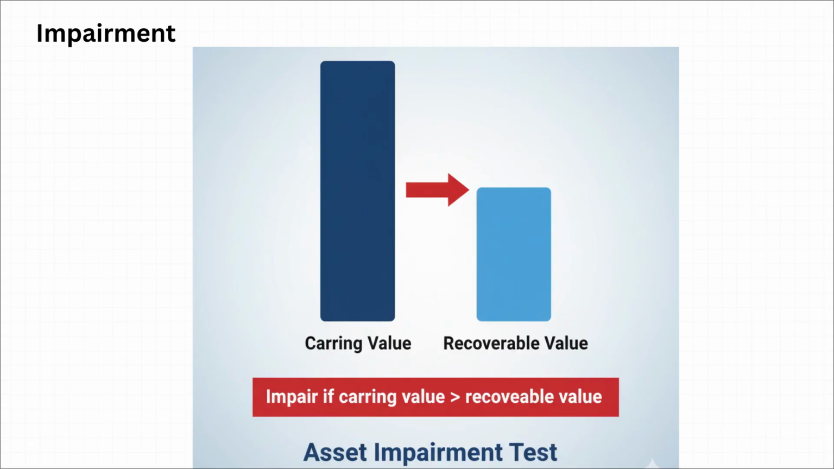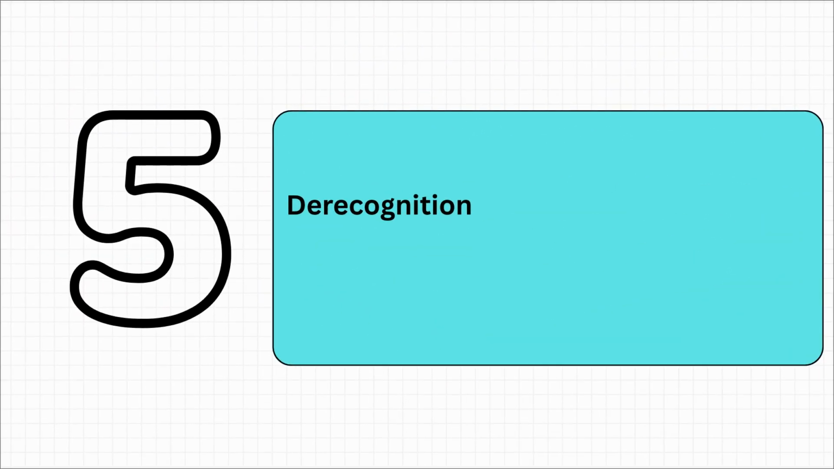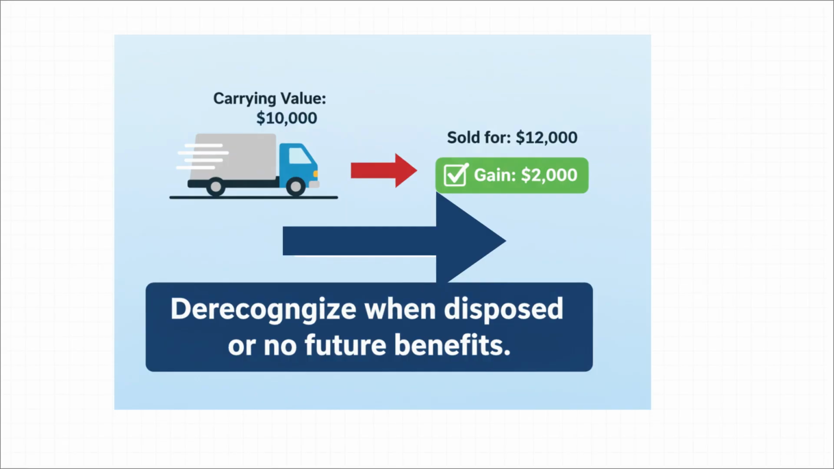And once an asset no longer provides benefits or is sold, it's time to derecognize. PPE is removed when disposed of or no longer useful. Any gain or loss equals proceeds minus carrying value.